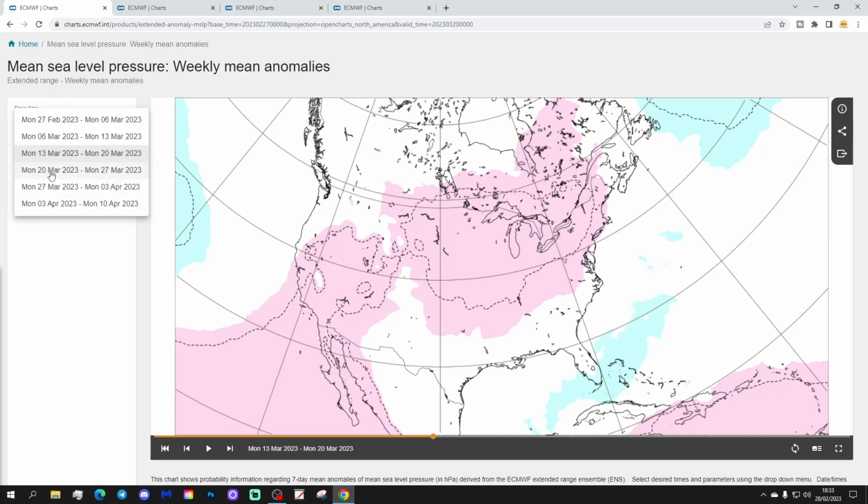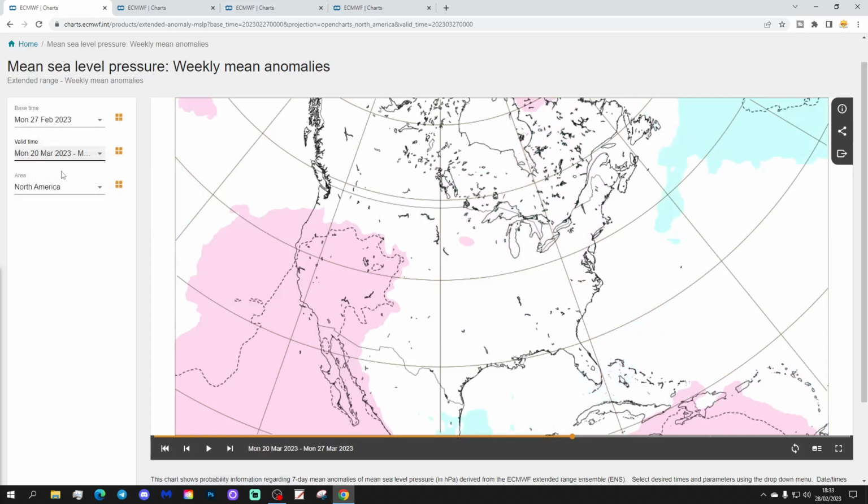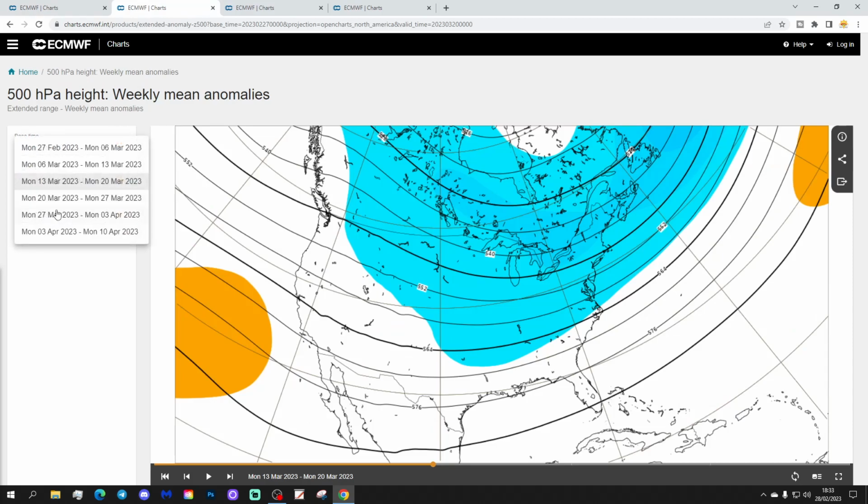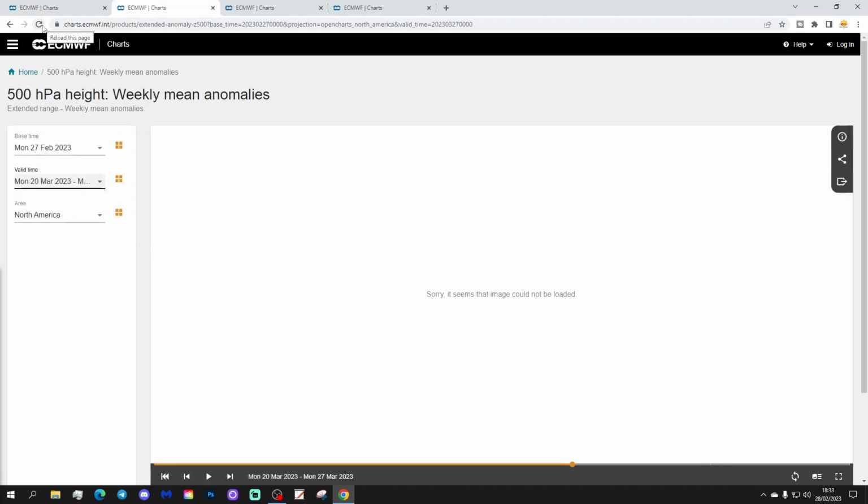Week 4 is the 20th of March to the 27th. Weakening signal, high pressure over towards the west coast. Let's see if the 500 millibar heights are any clearer.